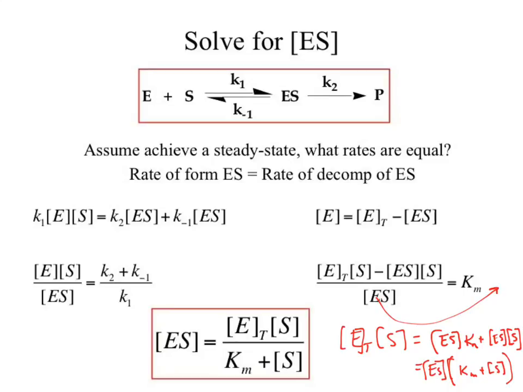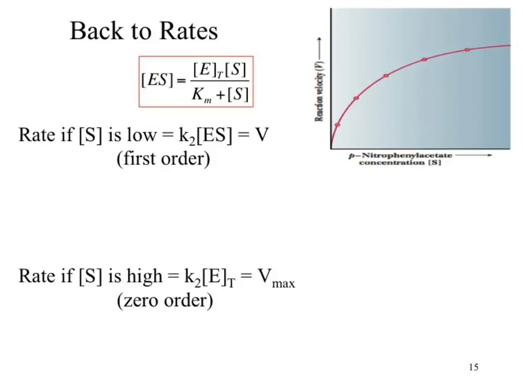What can we then do with this? Well, remember, what happens if the concentration of S was low? Well, what that said was that rate was equal to K2 times ES. Well, what was ES?